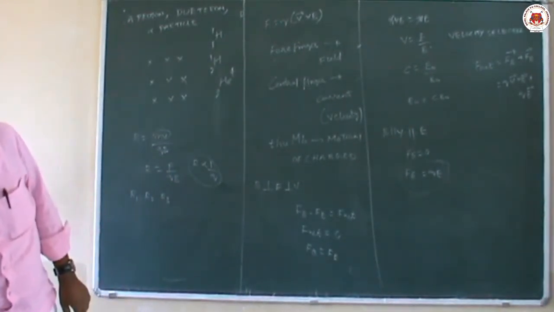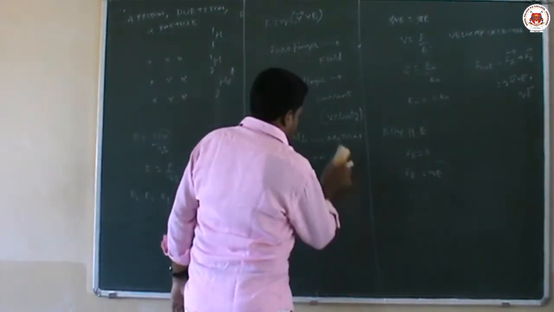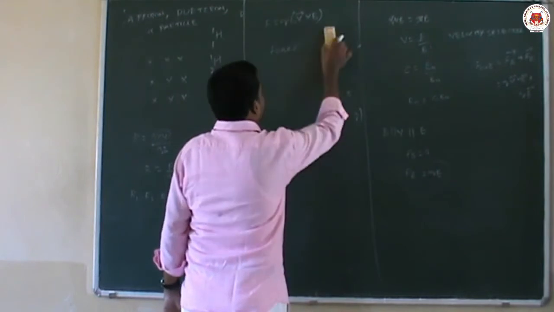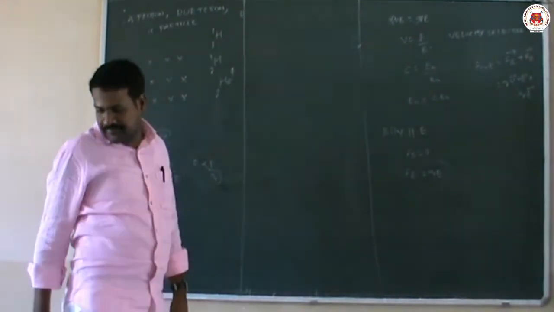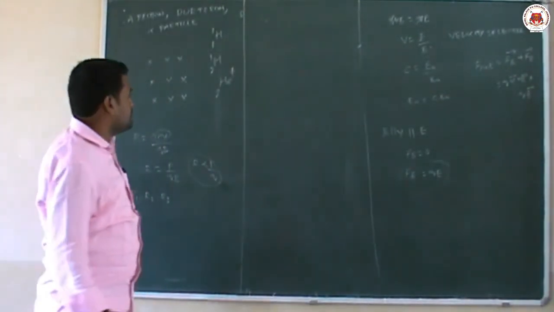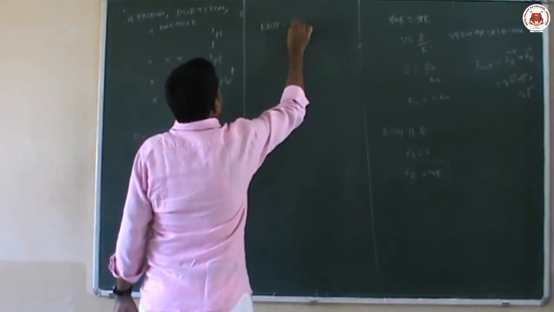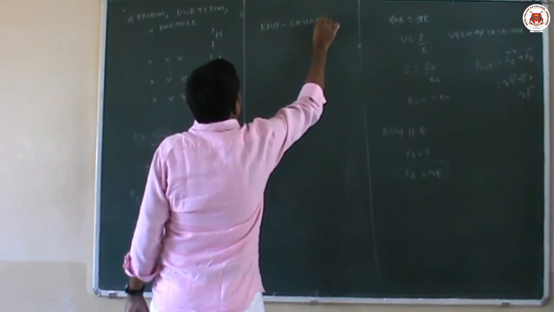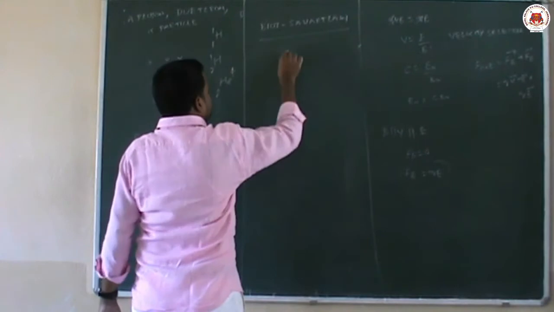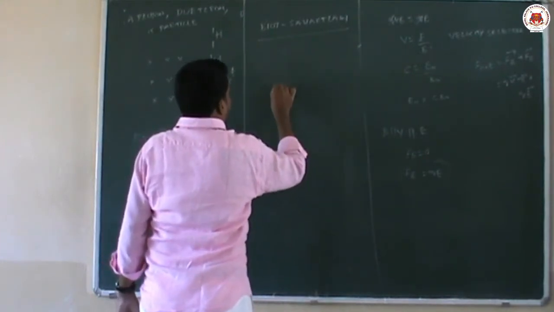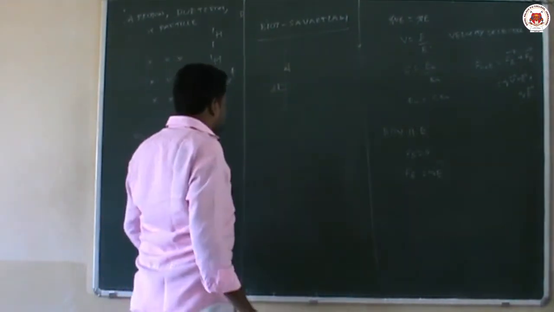And the next topic I want to study in moving charges and magnetism is the Biot-Savart law. The Biot-Savart law states that if you take a current-carrying wire carrying current I, then consider a point.